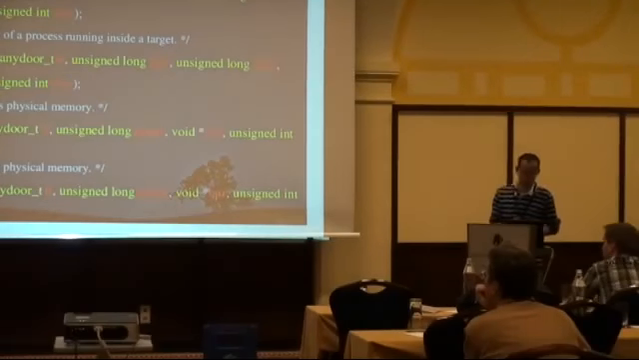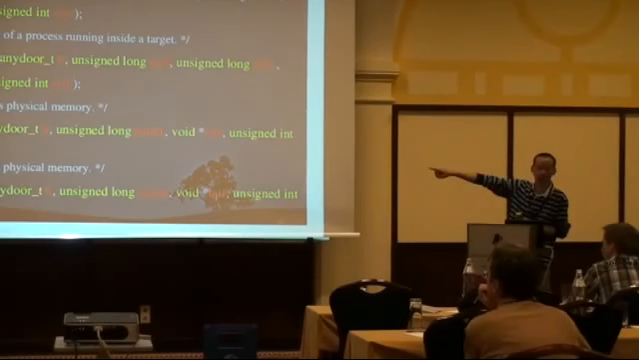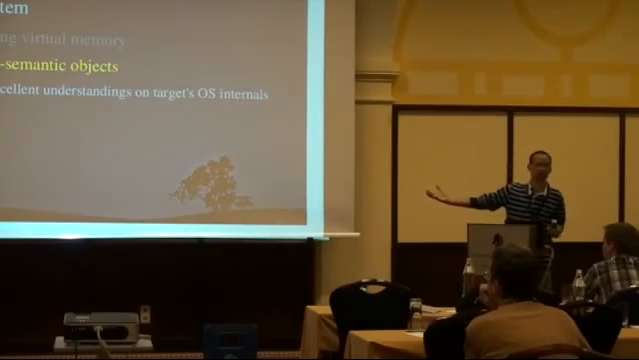Here are some of the API functions. You can see that I have a function to read virtual memory in user space. I can write to virtual memory. I can read physical memory. I can write to physical memory. So those functions can be used to access the virtual memory and physical memory inside the virtual machine. Okay, that's the first challenge. I can access the memory now.